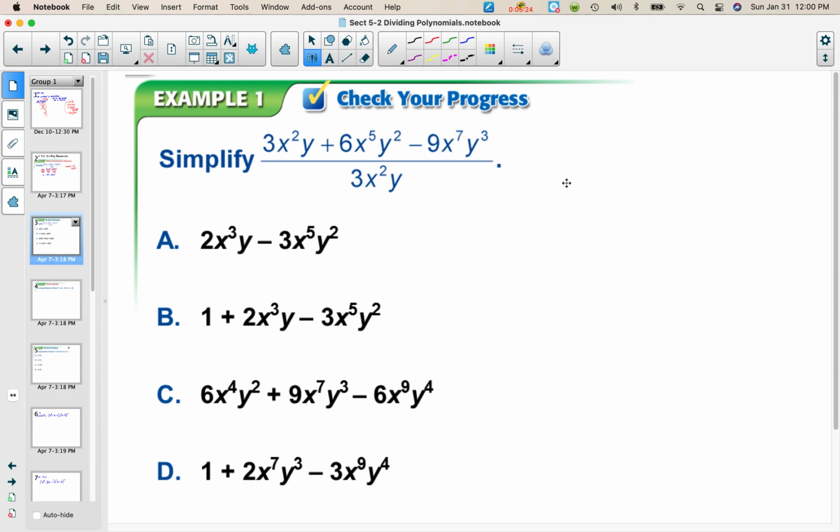So here's a problem for you to practice. Go ahead and pause the video, practice this, get your answer, and then check to see if you're right.